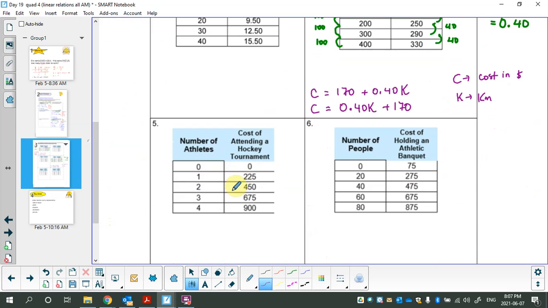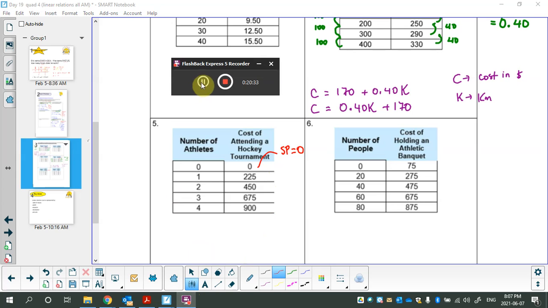I think they're calling me again. Holy smokes, I'm popular. Starting point equals 0. I'm going to pause and tell them to go away. Okay, they're gone.